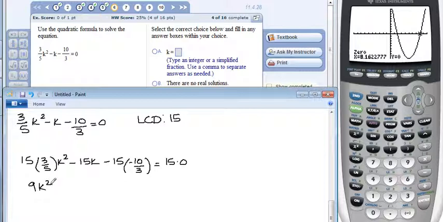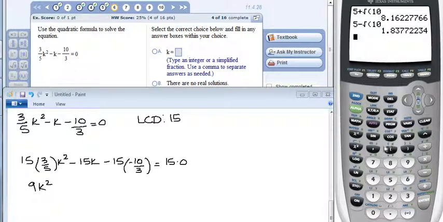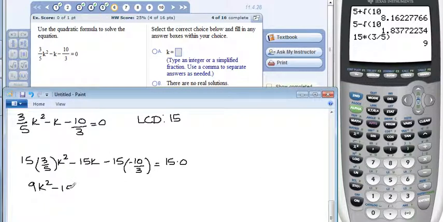Now, if that doesn't make any sense to you, or if you can't do it like that, I can do those pretty quickly. Use your calculator. We've got 15 times 3 fifths, 9, okay? So however you want to do it. This is a solid 15K because there was nothing there.